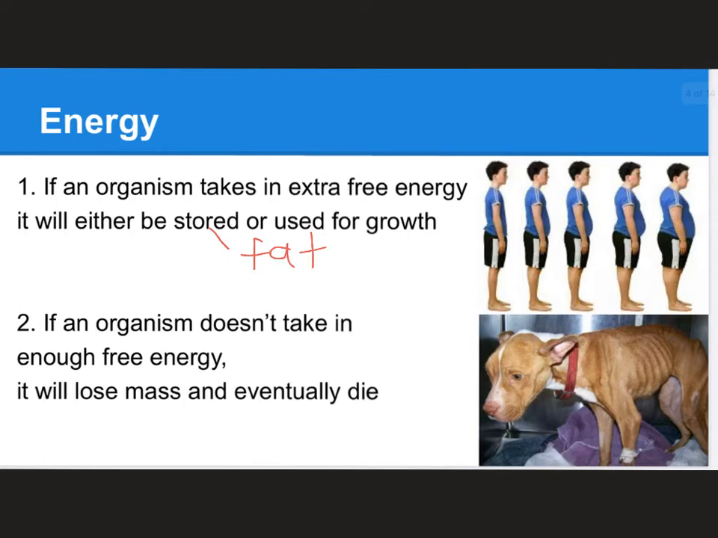On the other side, if it doesn't take in enough free energy, it will lose mass and eventually die if it can't get enough free energy. So this dog was rescued from a hoarding situation, I believe, and the dog was fine. They fed it up, but just looking at what happens if something doesn't take in enough free energy. It's just another way of saying not getting enough food, or if it's a plant, not getting enough sun.